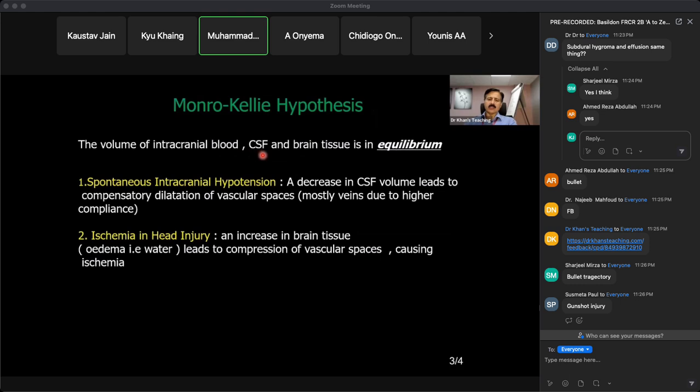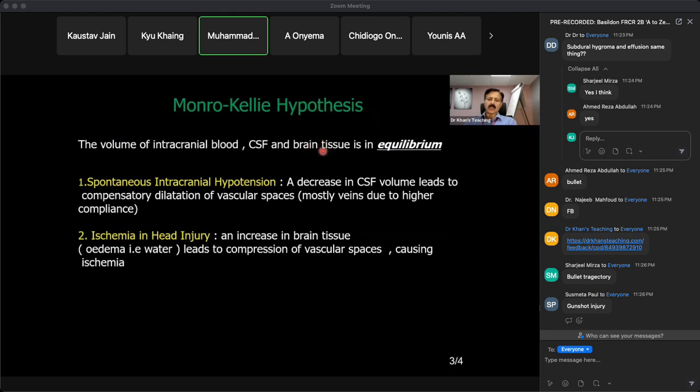The intracranial cavity is a closed space and three things are there. One is blood, which is within the vessels. Then is the CSF, which is in the ventricles and subarachnoid space. And then is the brain tissue. So they have to be in equilibrium. If one thing increases, then the other has to decrease.